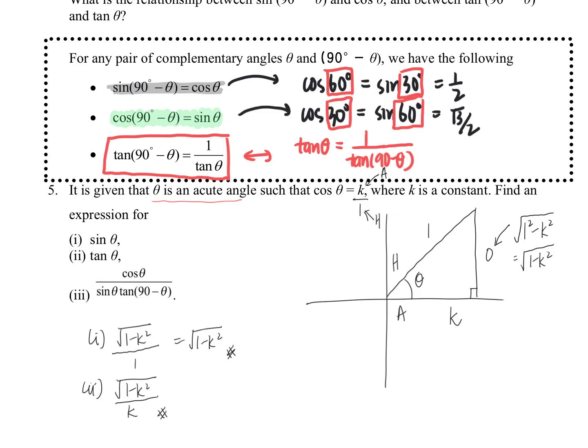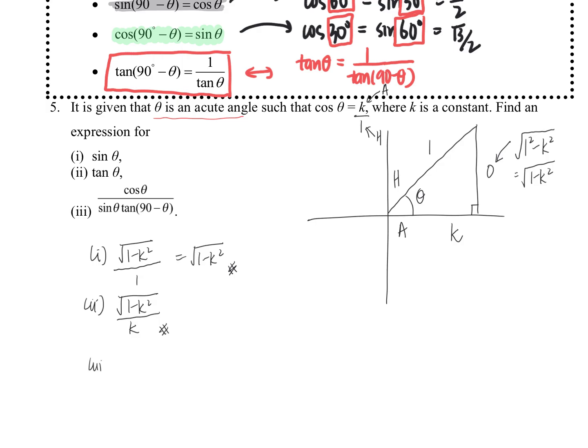Okay, and then lastly, the more complicated one is to put everything together. So my cosine theta, I know it's k. My sine theta, I know it's 1 over square root 1 minus k square. And then my tangent 90 minus theta, just now we know, right? Instead of reducing your problem, this is the same as 1 over tangent theta. So I just have to replace this with my 1 over tangent theta value. So if I flip this, I will get this.